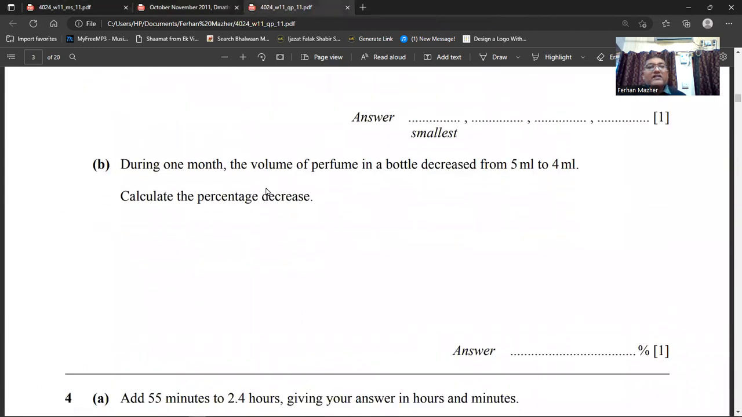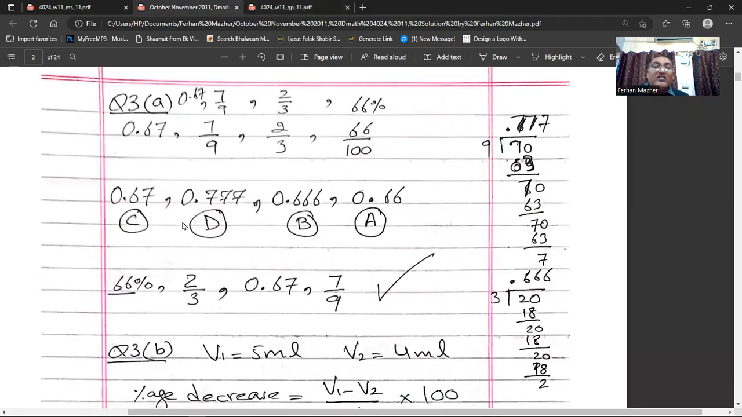We are going to the next part. Question number 3 is B part. During 1 month, the volume of perfume in a bottle decreased from 5 milliliter to 4 milliliter. Calculate the percentage decrease. Okay, so first of all, find the decrease, and that will be 5 ml minus 4 ml, and that will be 1 ml. Then the decrease divided by the original value, multiply 100, that will give the percentage decrease.